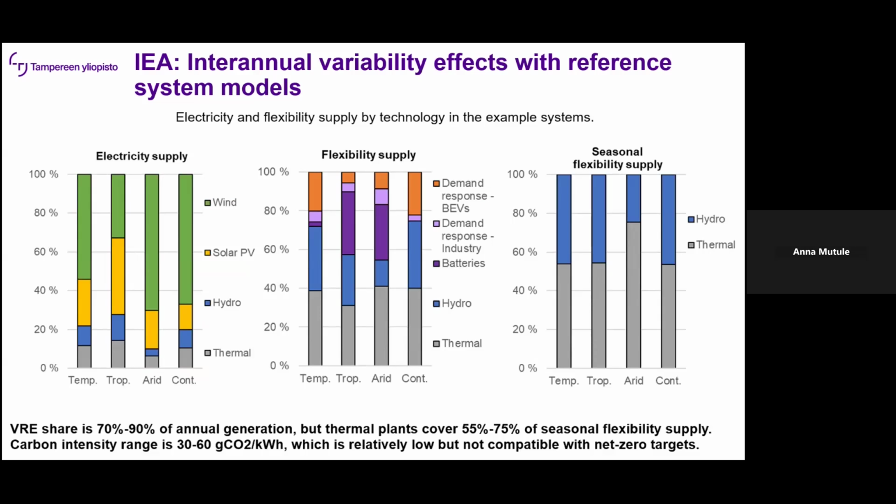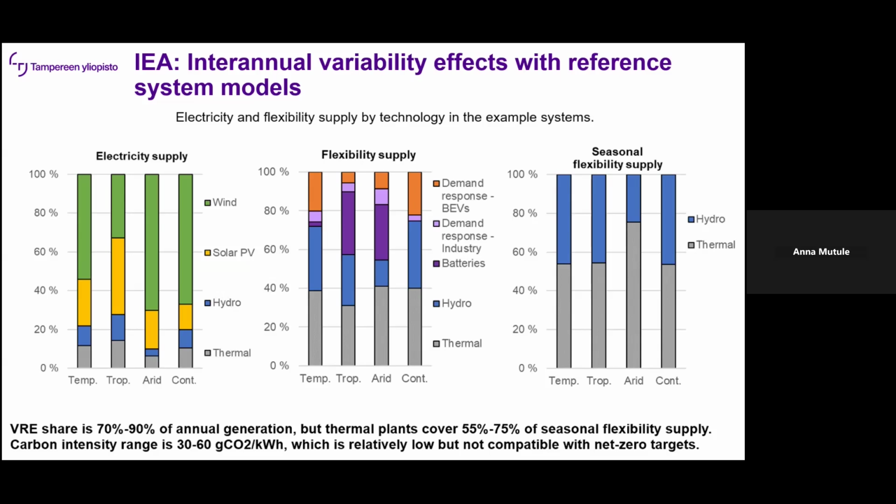This slide brings together the electricity and flexibility supply characteristics across all modeled example systems, highlighting how different climate conditions influence system designs. Starting with the chart on the left, we see that variable renewables provide 70% to 90% of annual electricity generation across all systems.